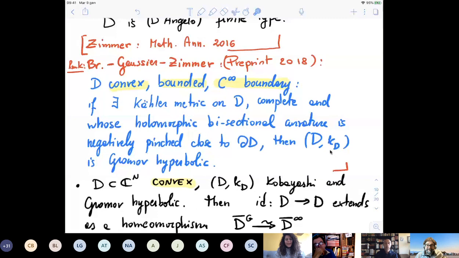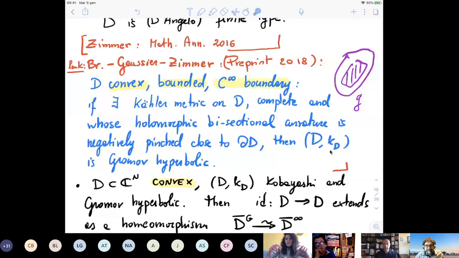Yes, indeed, because in the compact case for Kähler manifolds there are results that characterize the manifold depending on conditions on the bisectional or holomorphic bisectional curvature. But I don't know what this pinching condition close to the boundary means. This means just that you have your domain, which is convex, and here you have a compact set. You have G, which is a complete Kähler metric inside the domain, but you only know that the holomorphic bisectional curvature is negatively pinched outside a compact set. So you don't have any information inside.